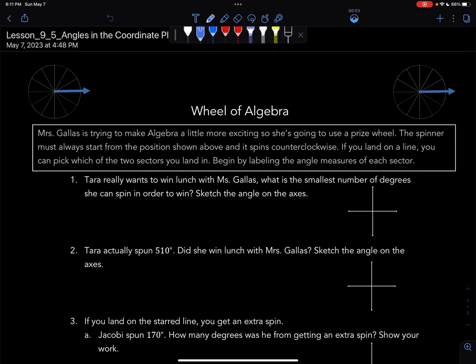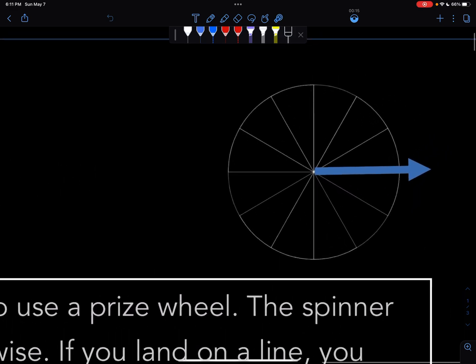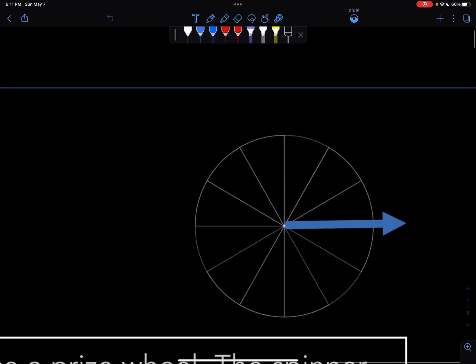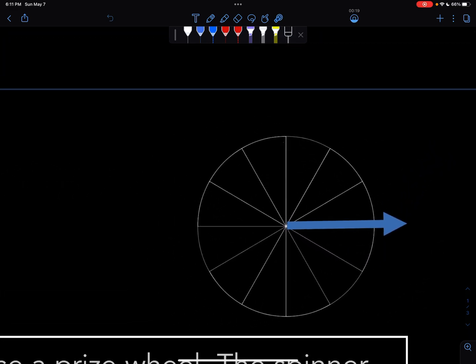All right, today we're doing 9.5 angles on the coordinate plane. We start here with this wheel of algebra. So we're going to look up here at one of these unit circles and talk about it.